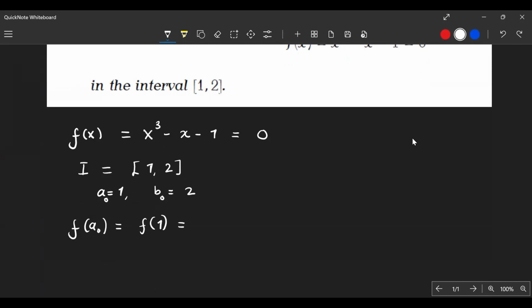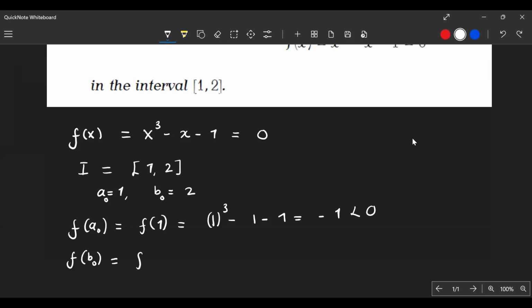We substitute 1 in the given cubic function: 1 to the power 3 minus 1 minus 1. This is just equal to negative 1, and you can see that negative 1 is less than 0. And then also we test f of b naught.